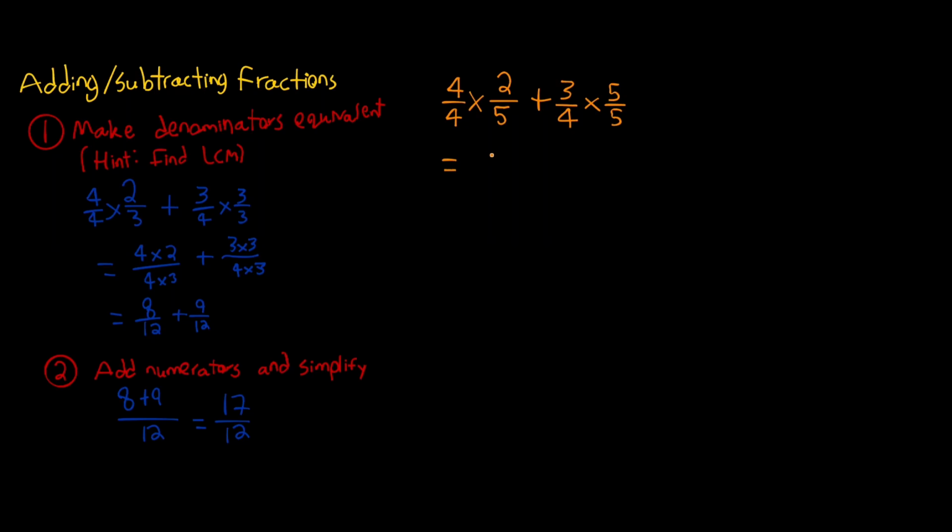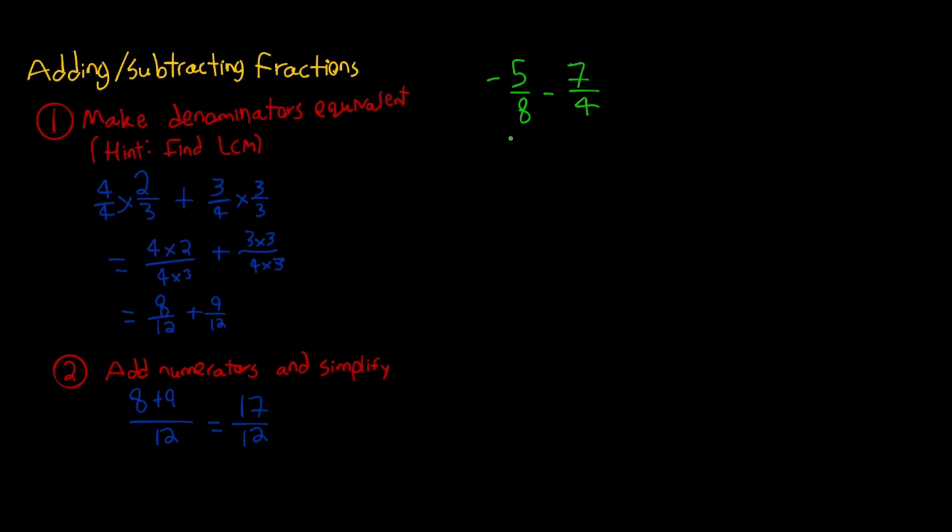So that's going to leave me with 4 times 2 over 4 times 5, or 8 over 20, plus 15 over 20. So from here, and I'll write that that's step 1, this is step 2. We're going to add our numerators and simplify. So 8 plus 15 divided by 20 is 23 divided by 20. And so I get that as my final answer for adding 2 over 5 plus 3 over 4.